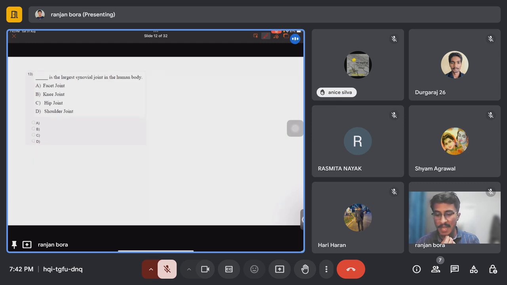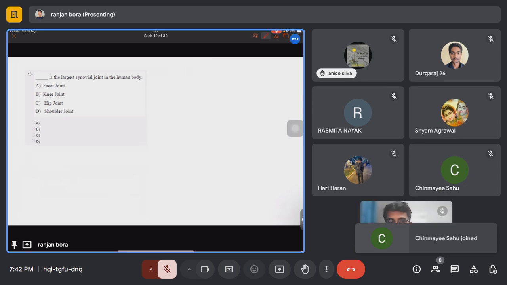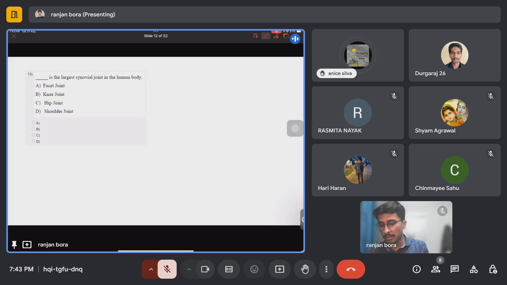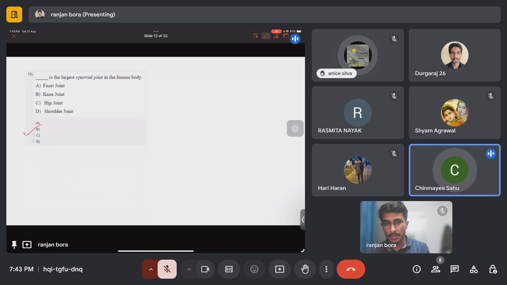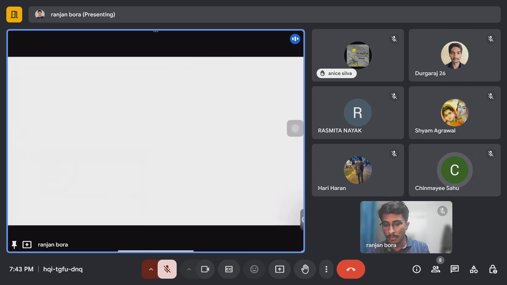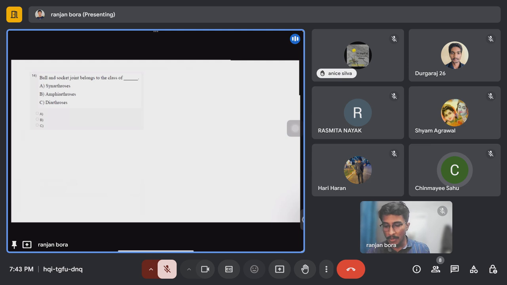And which is the largest synovial joint in the human body? Hip, or knee? I am confused. The knee joint. Yes. And the ball and socket joint belongs to the class of diarthrosis. Yes.